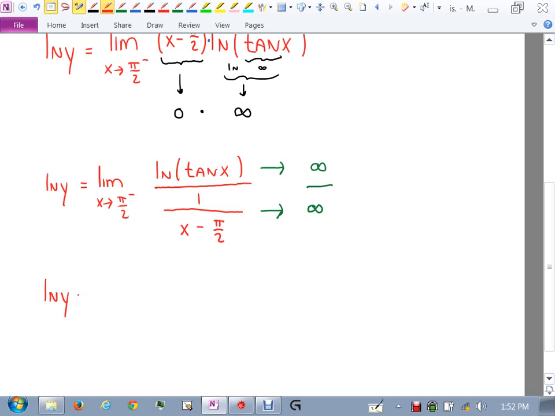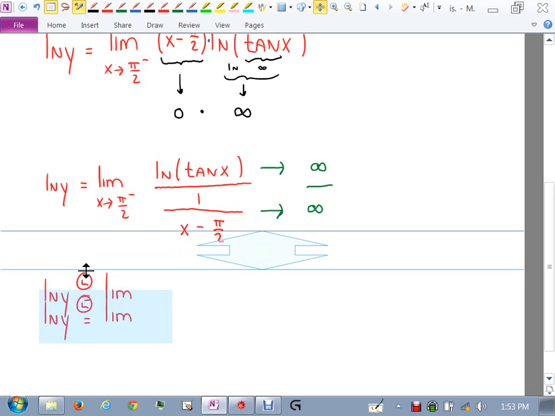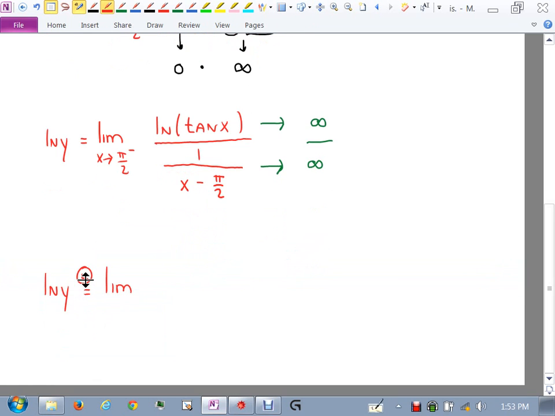L'Hopital. L'Hopital just makes me feel good. I don't know why. I just like it. All right, now derivative. Ooh, this is still going to be a little bit of a mess.